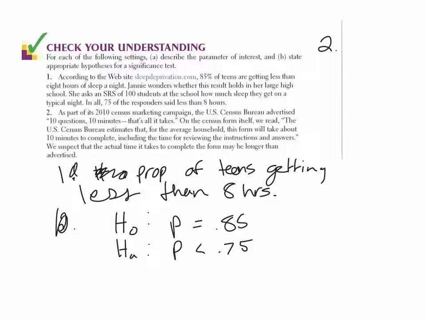Okay, so number 2, and I might not write the first part. Number 2 says, as part of its 2010 census marketing campaign, the U.S. Census Bureau advertised 10 questions, 10 minutes. It's all it takes. On the census form itself, we read this: U.S. Census Bureau estimates that for an average household, this form will take about 10 minutes to complete, including the time for reviewing the instructions and answers. We suspect that the actual time it takes to complete the form may be longer.